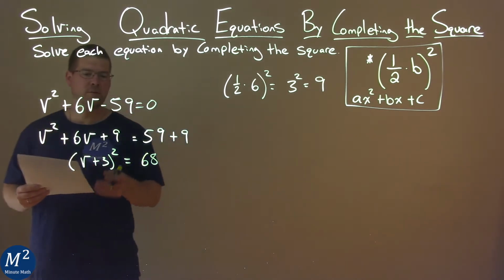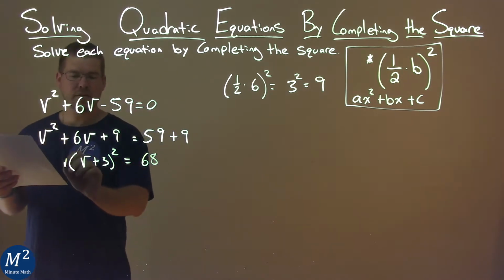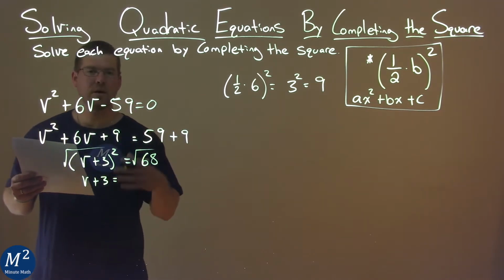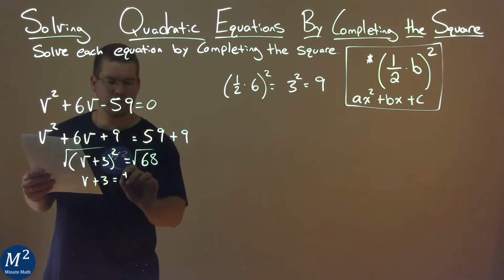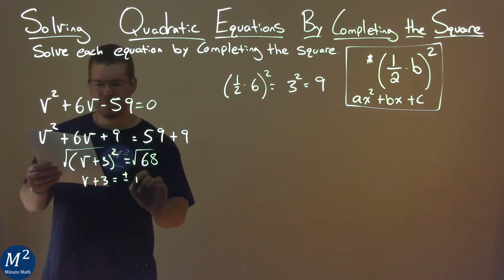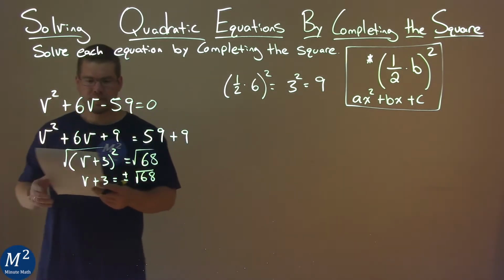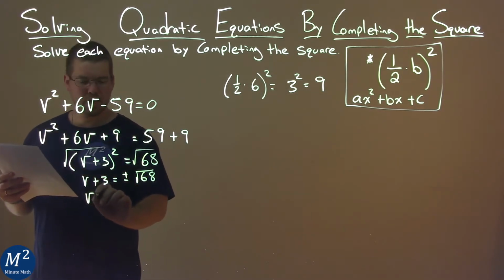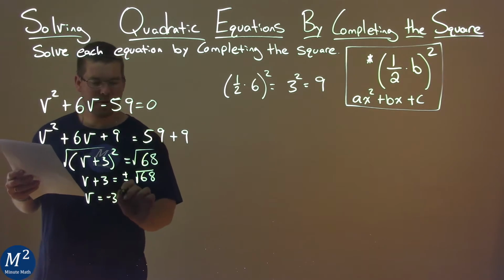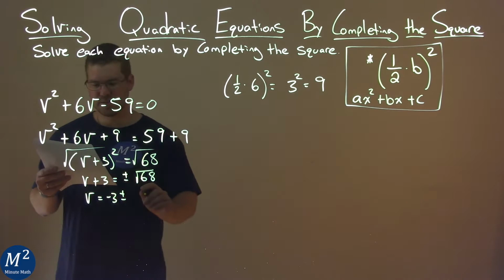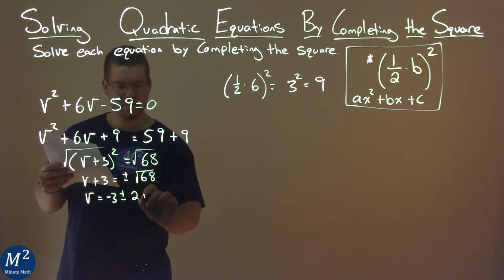Then from here, we want to solve for v. We take the square root of both sides, and we have v plus 3 equals, over the equal sign, plus or minus the square root of 68. Keep going. We can subtract a 3 from both sides, so v equals negative 3 plus or minus, and the square root of 68 simplifies to be 2 square root of 17.